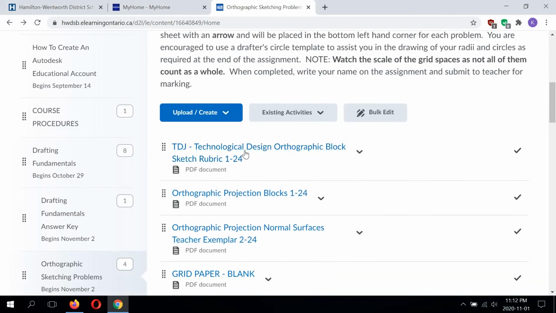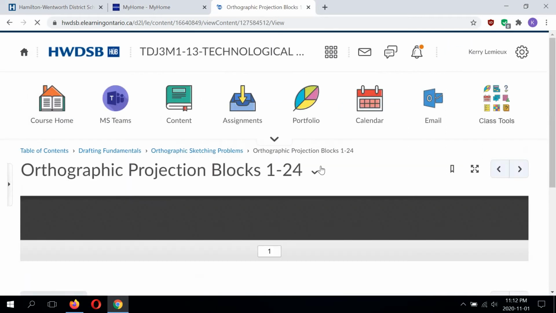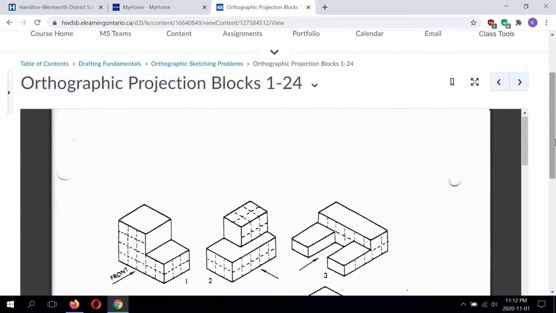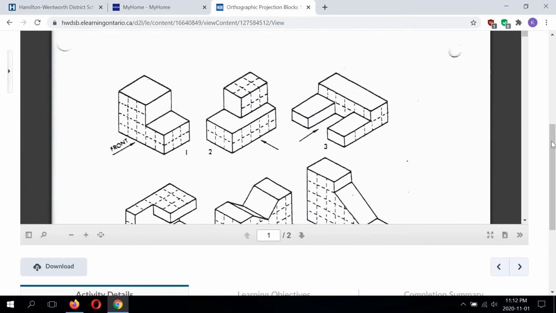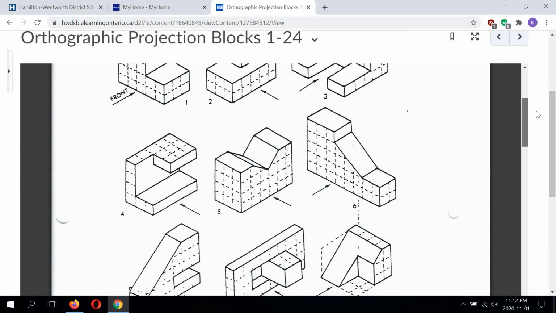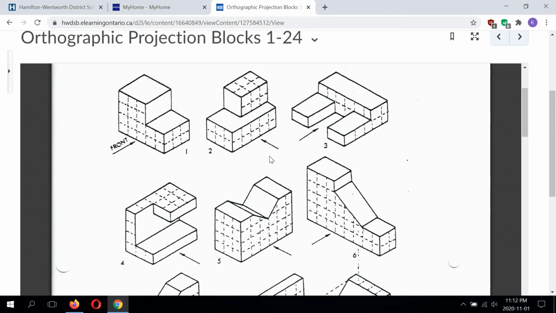Okay, so let's take a look at the assignment. So this is it, blocks 1 to 24. So there's 24 of these problems shown here, right? And they're all in isometric view.